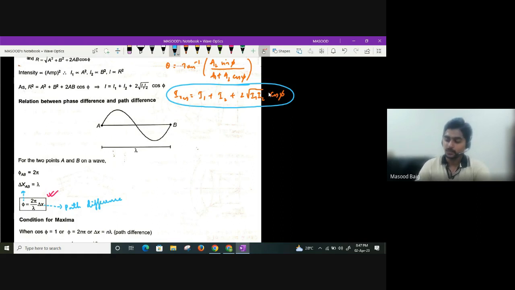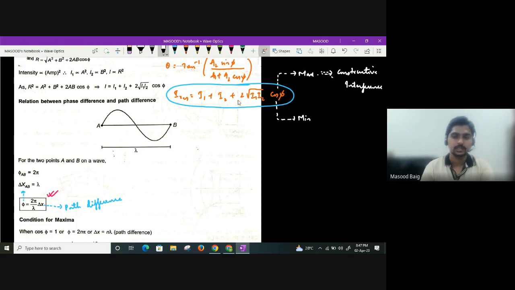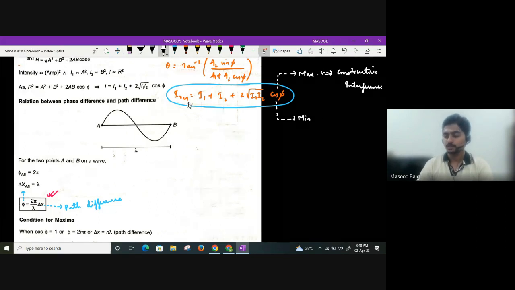As I said, it depends on the value of cos phi. Now cos phi can either be maximum or minimum. If the cos phi value is maximum, the intensity will be maximum. So whenever the resulting intensity is maximum, it will lead to an interference called constructive interference. Whenever the cos phi value is minimum, the resulting intensity will also be minimum, and the resulting amplitude will also be minimum, guys. That is the reason this type of interference will be called destructive interference.